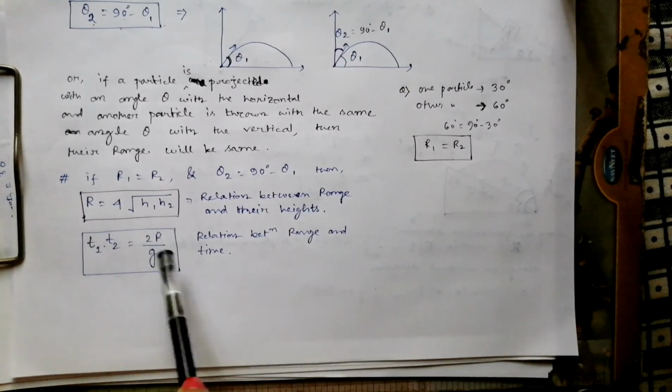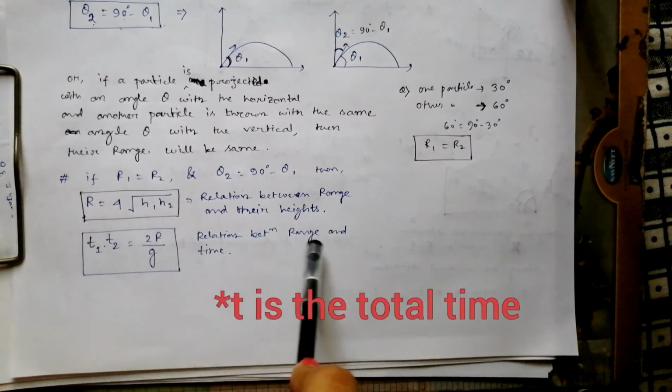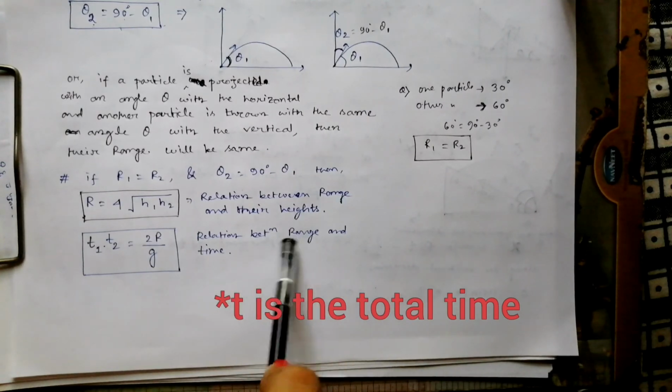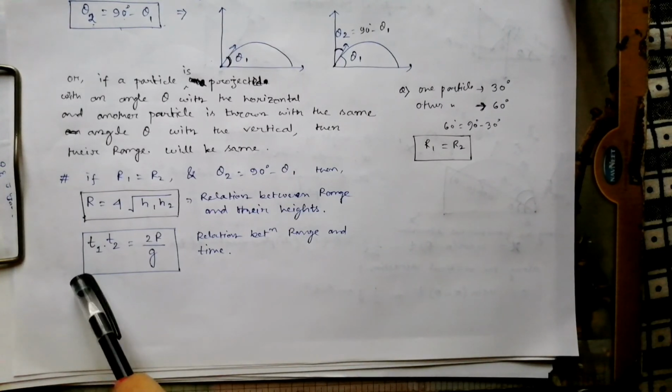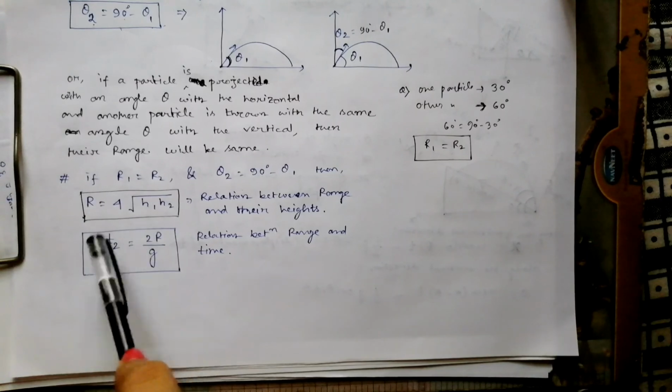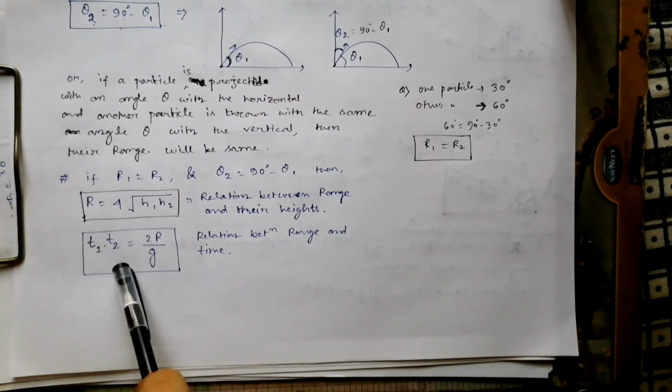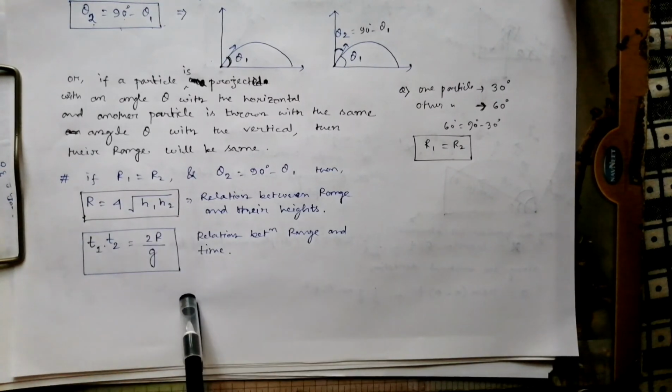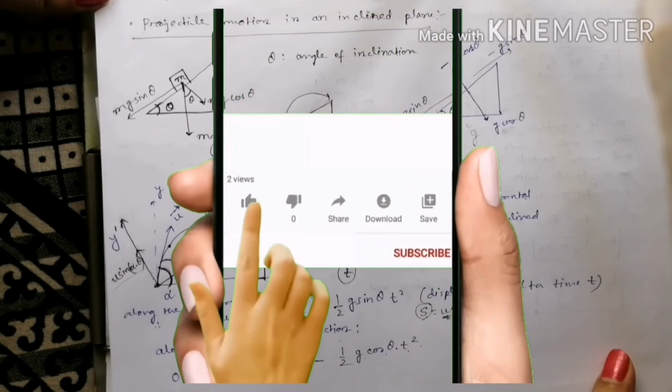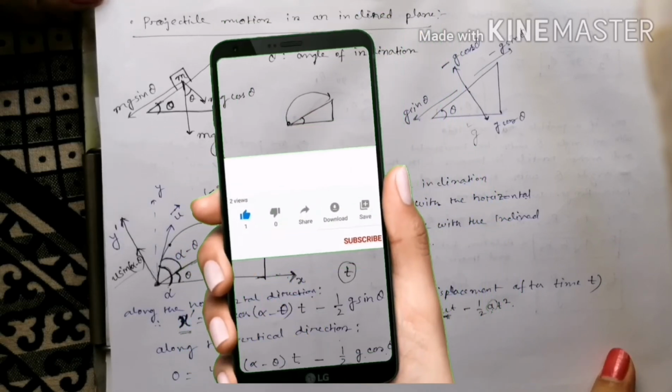Okay, so next, what is the relation between their times and the range? If one particle's time is t1 and the other particle's time is t2, then t1 t2 is equal to 2r by g. So here we complete the total theory of projectile motion.